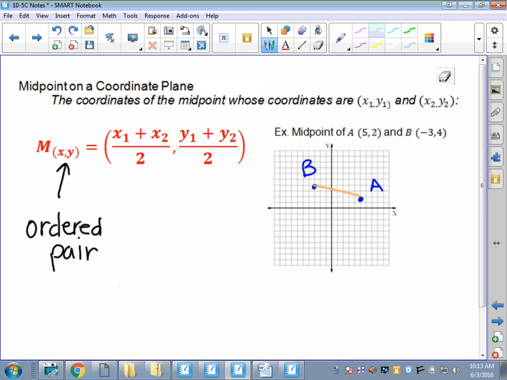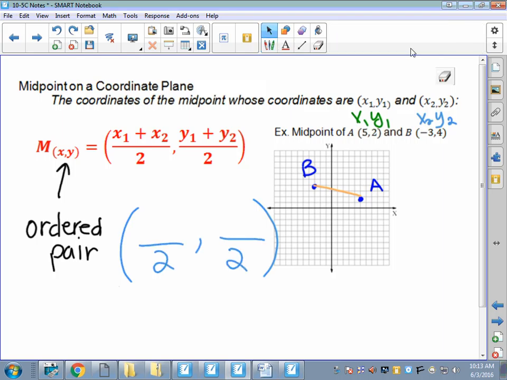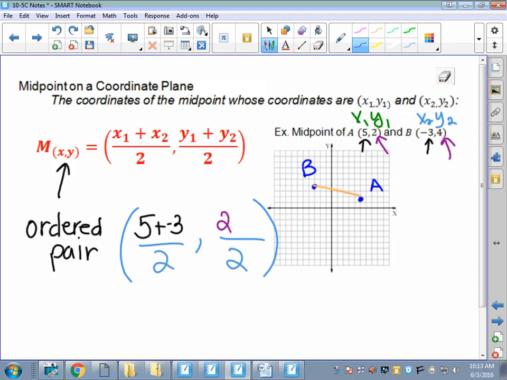So my A, I'm going to label as x1 and y1. My B, I'm going to label as x2 and y2. And then I'm going to use my formula. I put the whole formula inside my ordered pair, so I remember. So x1 plus x2 looks like 5 plus -3. Just use whatever sign's given. y1 plus y2 looks like 2 plus 4.